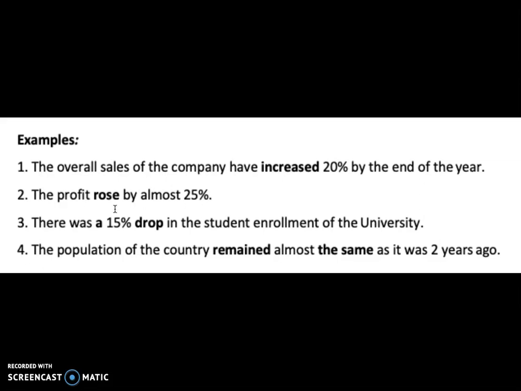You could describe it as the profit rose. Okay, then there was a 15% drop. Okay, that would be where the trend would be going downward on the graph. Or the population of the country remained almost the same as it was 2 years ago. Then you would be seeing on your graph that things have leveled out.